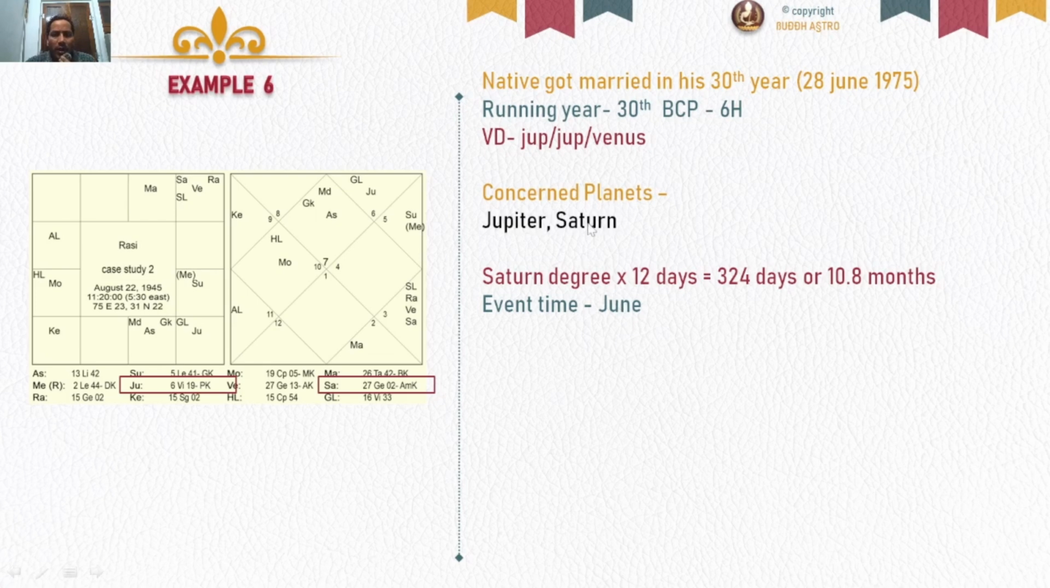Now apart from the Saturn, you can take Jupiter degree also. Jupiter is 6 degree Venus, 6 degree Virgo. So multiply 12 days into 6, 72 days. So something related to Jupiter must have happened, or a 6th house event happened after 72 days, right? So this is how you can get extra information, or extra event timing, using that house lord.